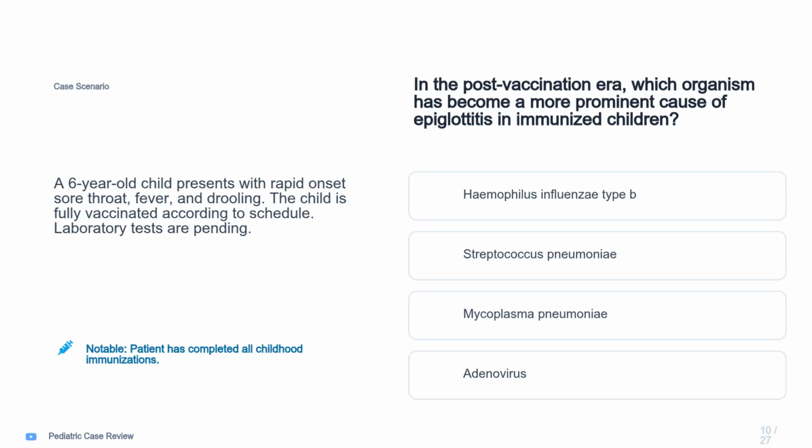A 6-year-old child presents with rapid onset of severe sore throat, high fever, and drooling. The immunization record confirms the child received all scheduled vaccinations, including Haemophilus influenzae type B vaccine.